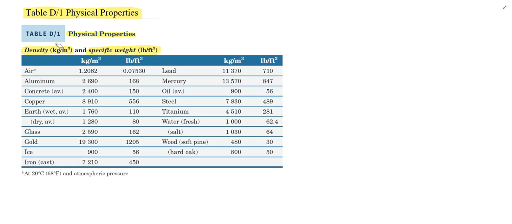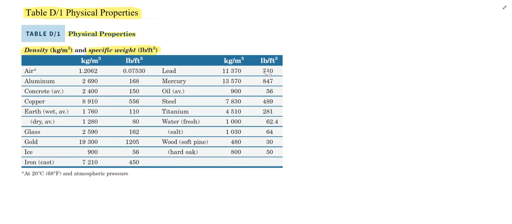So density is a mass per unit volume. Specific weight is a weight per unit volume. And I just want to highlight that the table lists these two values for various materials that you would commonly encounter, specifically in mechanics courses, but these are pretty common all around. So that's all I'll say about that.